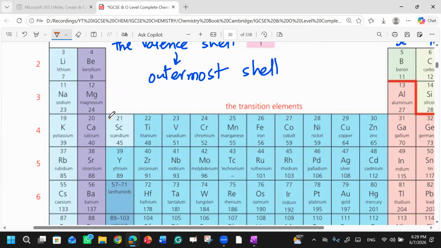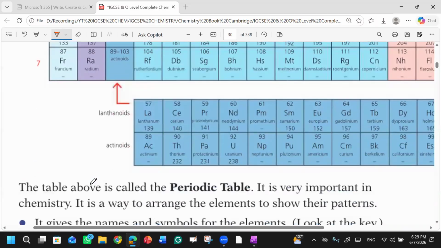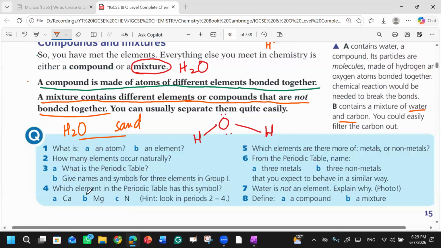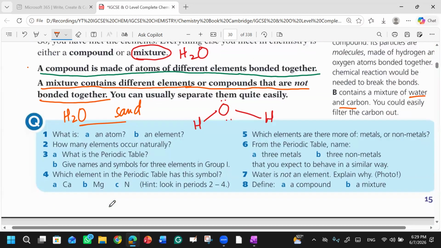Can you name and tell me the symbol? Li, Na: lithium, sodium, and potassium. These are very important, we will see them in future videos as well. Which element in the periodic table has this symbol?